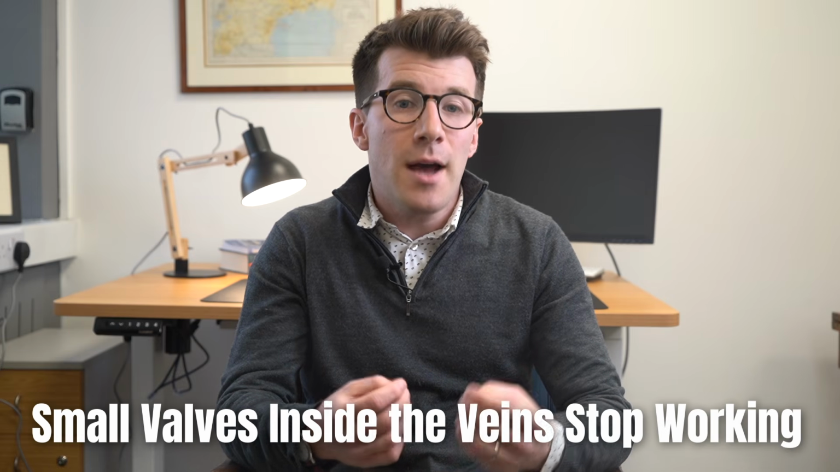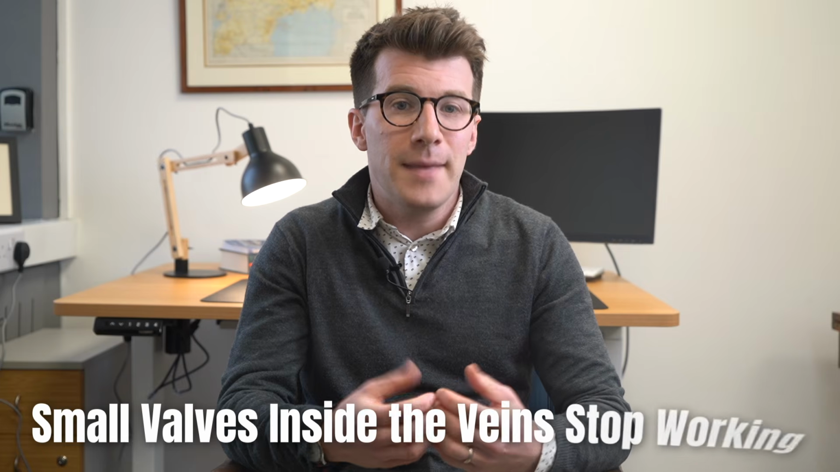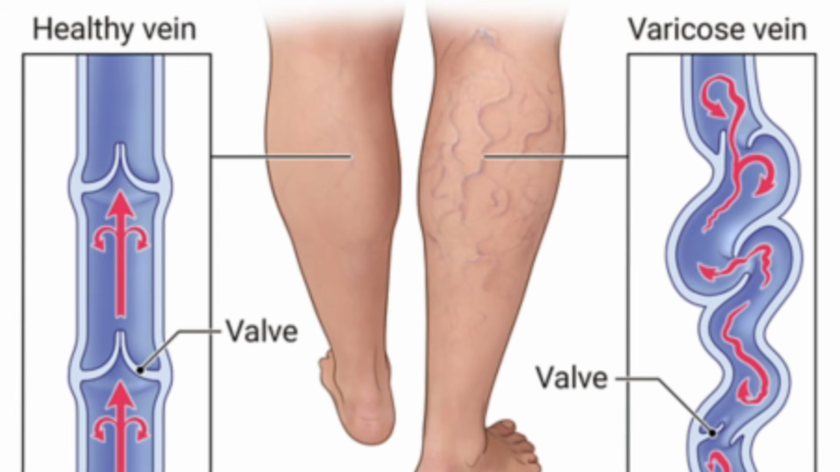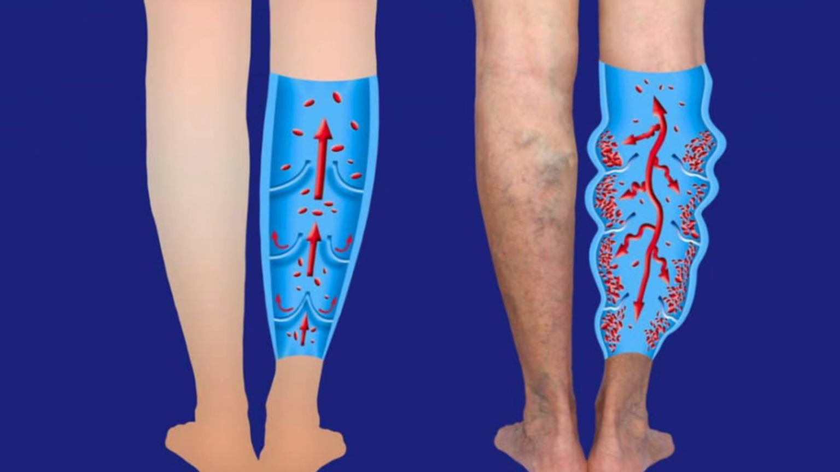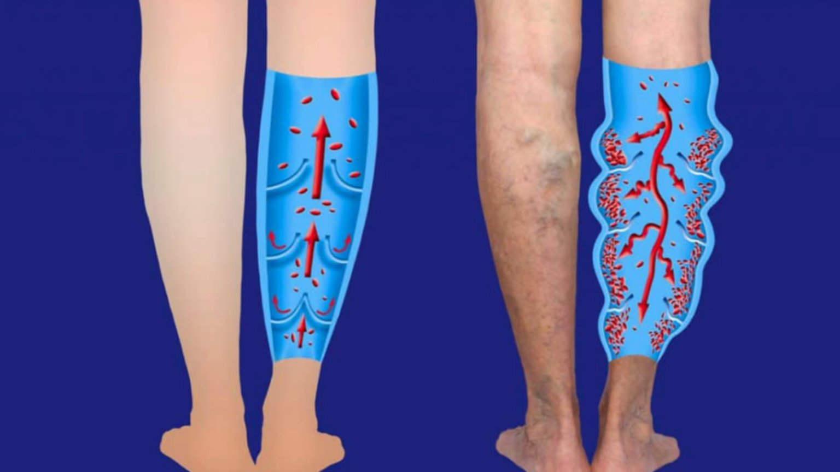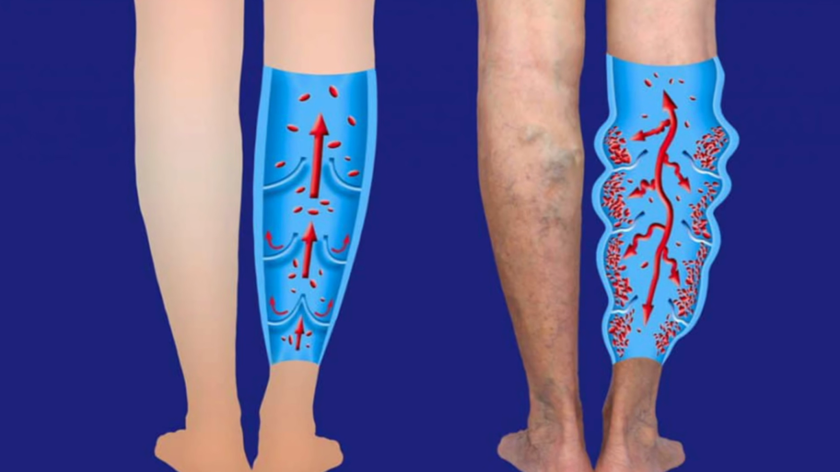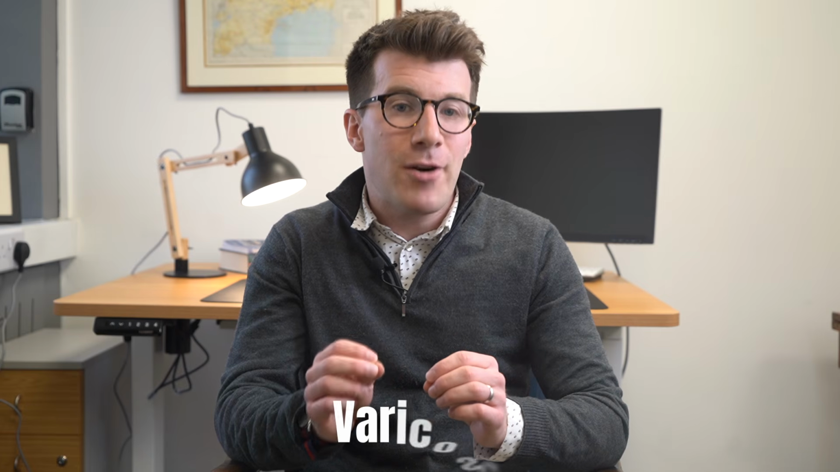Well, varicose veins develop when the small valves that are inside veins stop working properly. In a healthy vein, blood flows smoothly to the heart. The blood is prevented from flowing backwards by a series of tiny valves that open and close to let blood through. However, if the valves weaken or they're damaged, the blood can flow backwards in the vein and collect, eventually causing it to be swollen and enlarged, and the medical term for this is varicose.